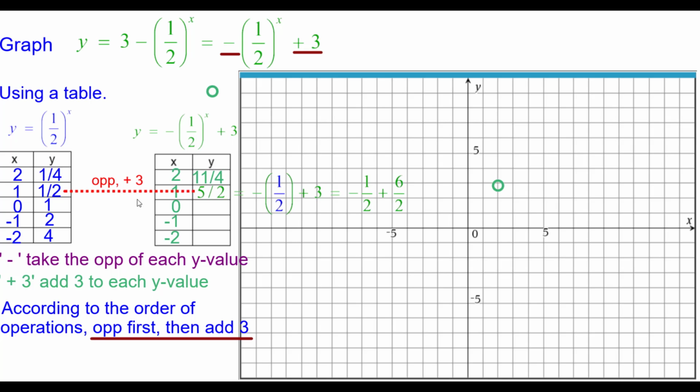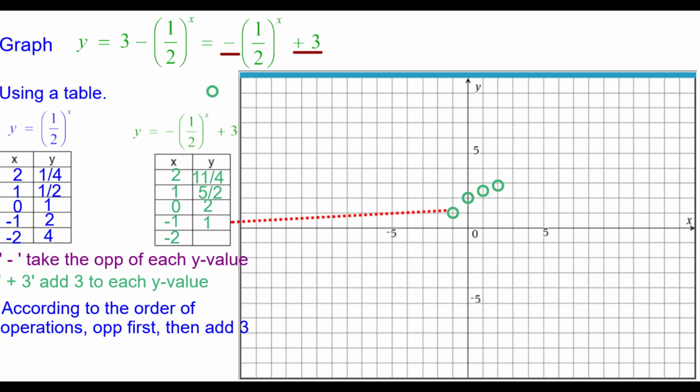The opposite of 1/2 is -1/2, plus 3, which is 6/2, is 5/2. So 1, 2.5. The opposite of 1 is -1, plus 3 is 2. So 0, 2, the y-intercept. The opposite of 2 is -2 plus 3 is 1. -1, 1. And the opposite of 4 is -4 plus 3 is -1. -2, -1.